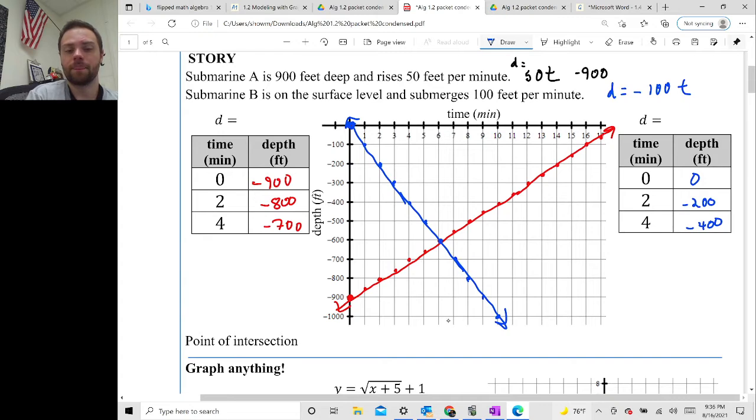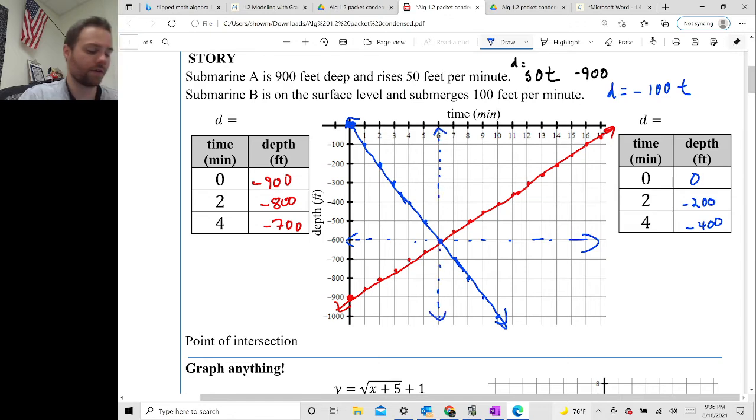Point of intersection. What we're looking for is when the two submarines are at the same height. They're not at the same position necessarily. That would be bad, okay? If two submarines hit underwater, it might be over. But they're saying when are the two submarines at the same height? Well, if this one is at 0 and this one starts out at negative 900, this one's going up, this one's going down. So if you take a look here, the height reaches the same at negative 600, and that happens at 6.